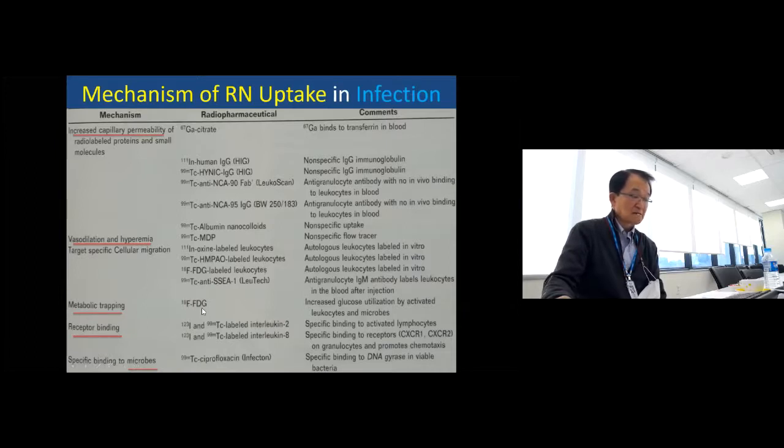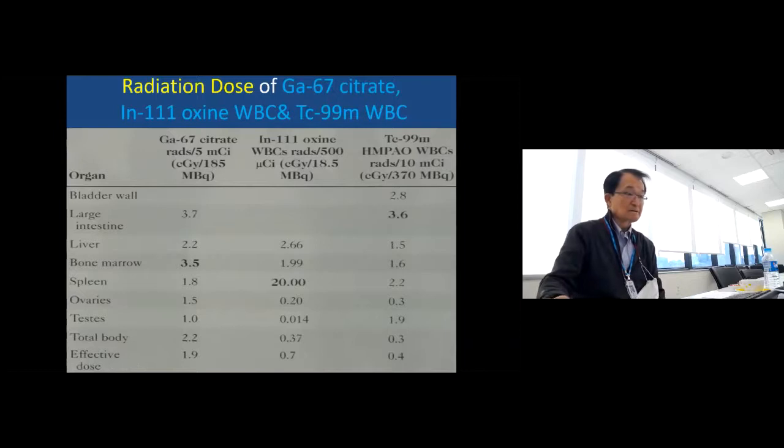And as I said, macrophages take up FDG for metabolic trapping. Receptor binding of interleukin 2 or 8 has been tested. And certain antibiotics, as I said, directly hit the bacteria. Ciprofloxacin has been used. Indium has optimal energy, and with a multi-channel analyzer combining 100, 200, 300 keV gamma rays, gallium imaging is very good.